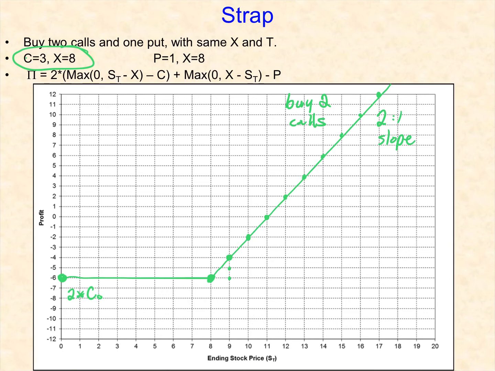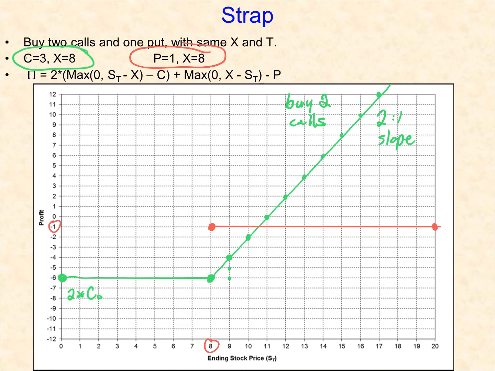Next, we'll buy the put options. I'll go ahead and put the puts in red here for us. The put has a premium of 1, and we're only buying one of those put options. So we'll come down to -1 and the exercise price of 8, and we'll draw a point there. Any stock price higher than 8, the put expires out of the money, and we lose our $1 premium. So we can draw the flat line over to the right.